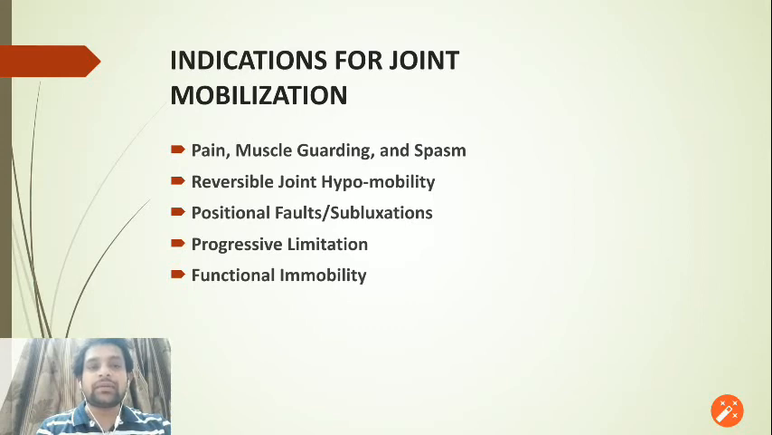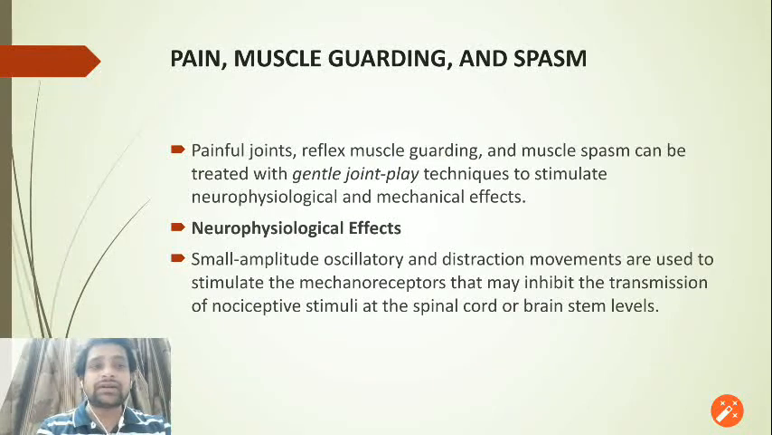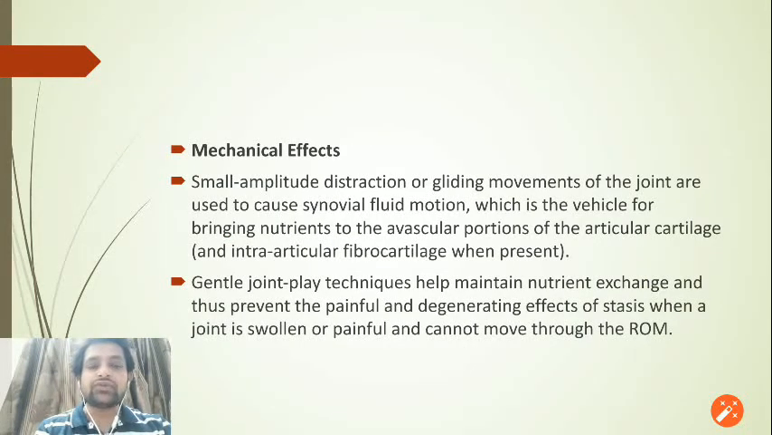To reduce muscle pain and spasm, we can apply the mobilization technique. This can be treated with gentle joint play techniques to stimulate neurophysiological and mechanical effects. What happens in the neurophysiological effects? When we apply this joint play technique or distraction, it can stimulate the mechanoreceptors, which may inhibit the transmission of nociceptive stimuli at the spinal cord or brainstem levels. So it reduces the pain.